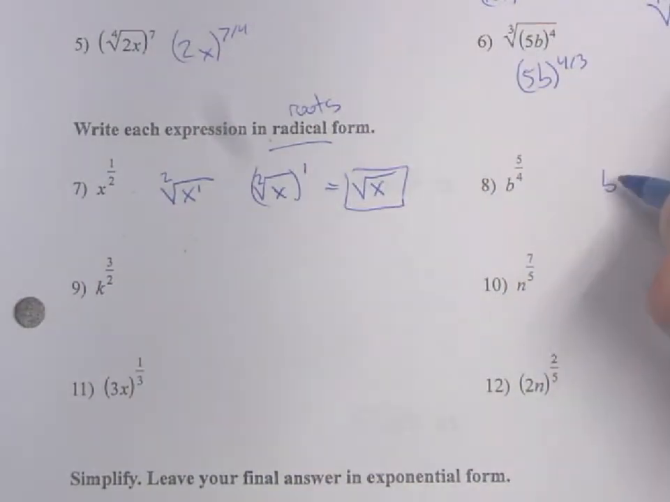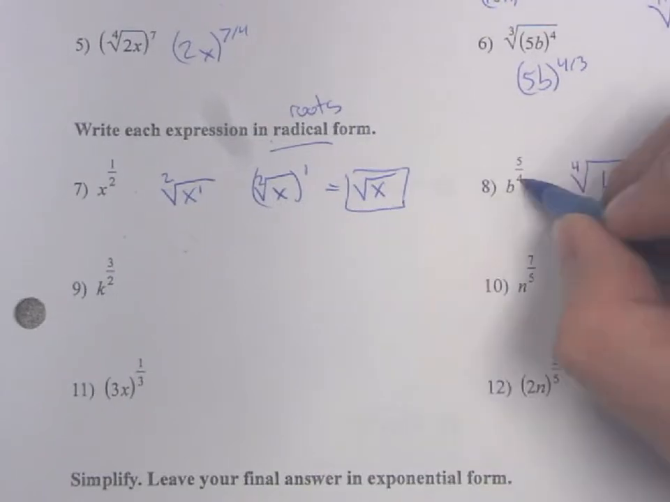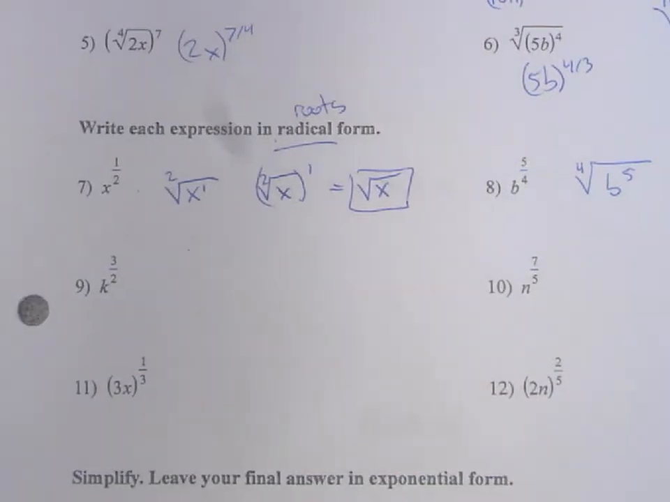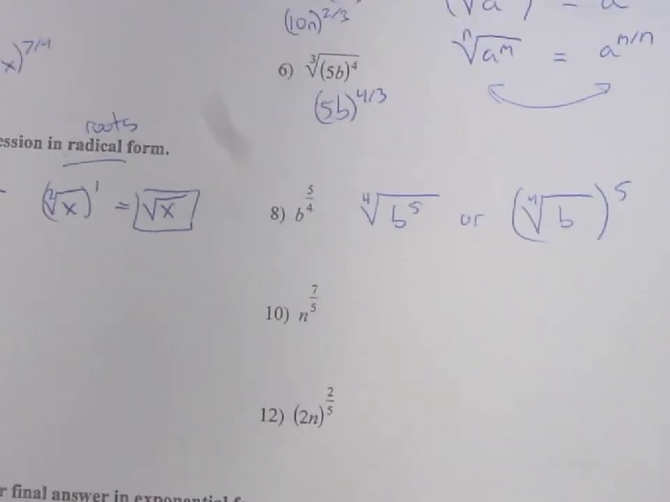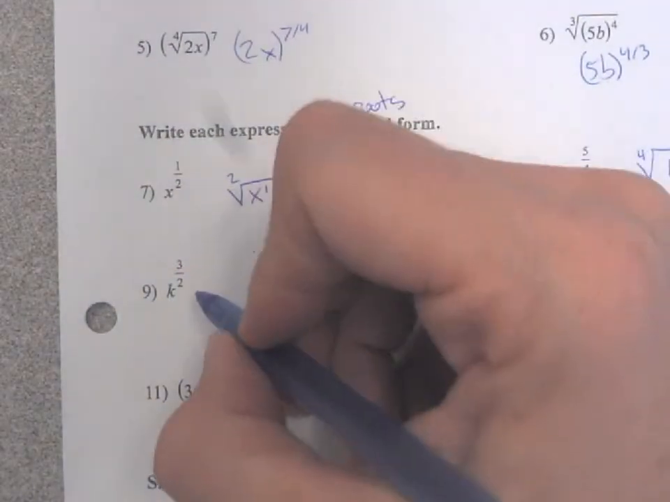Okay, over here we're going to have the 4th root of b to the 5th, but there's actually 2 ways to write this. We can do the 4th root of b and put the 5 out here. Those are equivalent. Sorry. Let me show you what I did there. Okay, those are equivalent. So keep in mind there's a couple ways to write these sometimes.